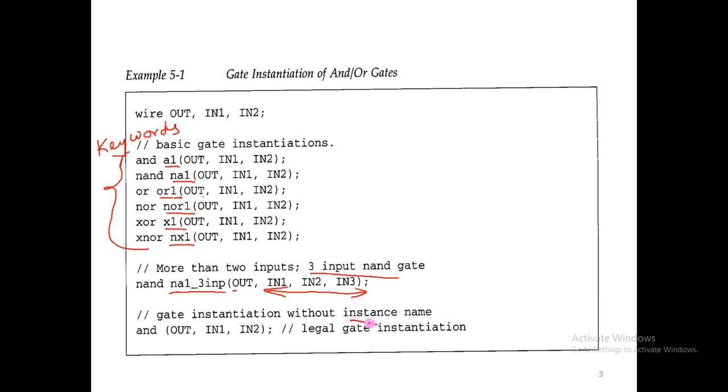Okay, and one more thing: gate instantiation without an instance name. That is the label I was speaking about. Here there is no label. As I said, it's a legal way also because this is optional. This is an optional one, hence you may have it or you may ignore it in your code. So this is the fundamental of the gate instantiation of AND/OR gates.